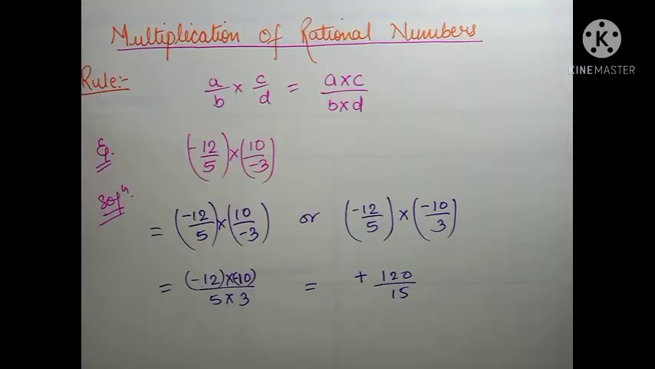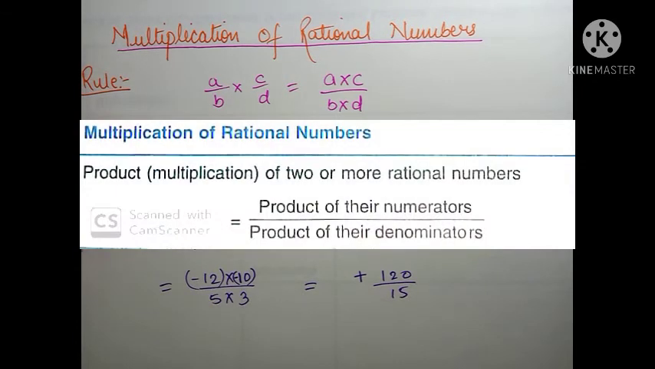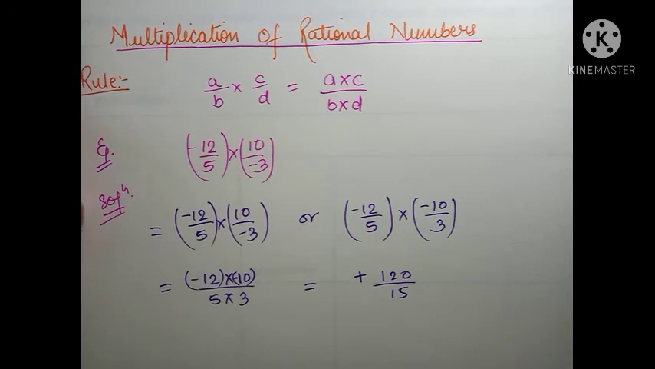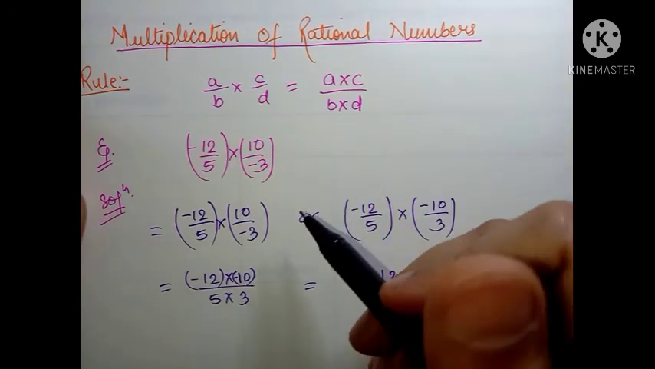There comes our next topic, multiplication of rational numbers. How do we multiply two different rational numbers? So the rule says that the product of two or more rational numbers is done as we multiply their numerators and we multiply their denominators. That is, the product of two or more rational numbers will be the product of their numerators upon the product of their denominators. Now this is a rule. Let's understand this rule with the help of an example.